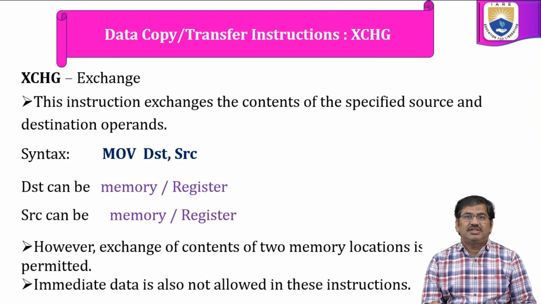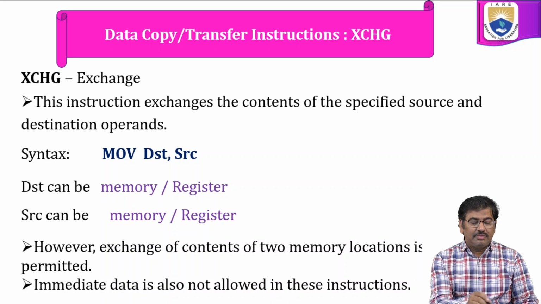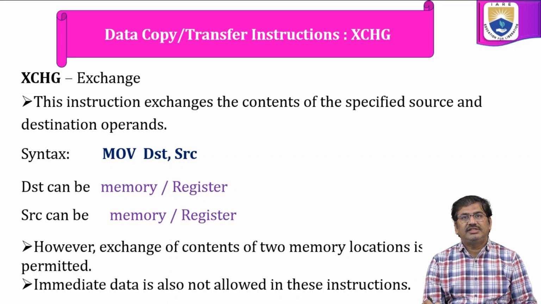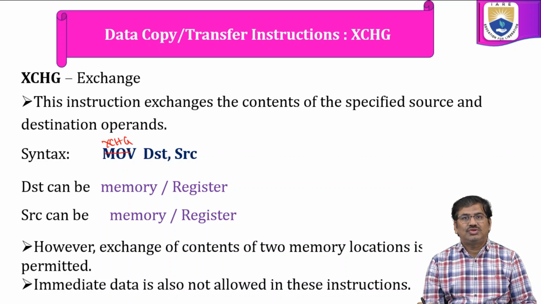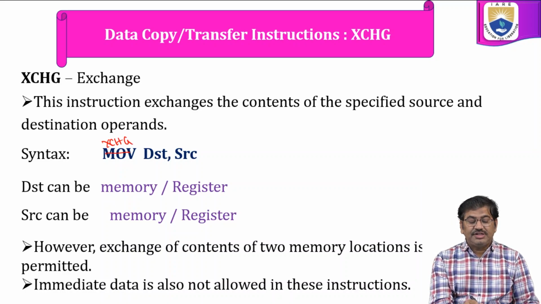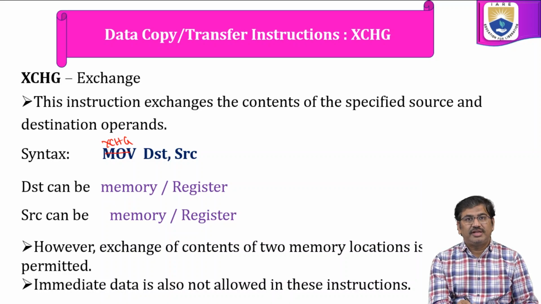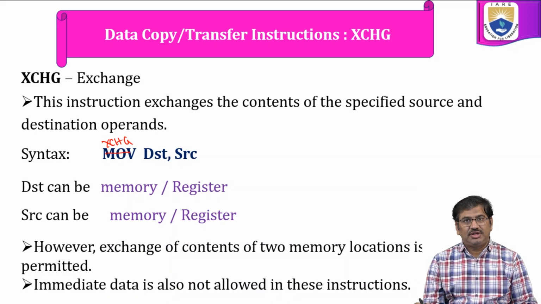The next instruction is for exchange. The mnemonic is XCHG. The XCHG instruction exchanges the contents of the specified source and destination operands. The syntax of the instruction is XCHG destination comma source. Here the destination can be a memory or a register. The source can be a memory or a register.